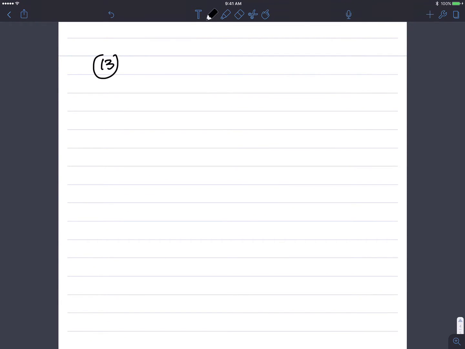Let's see if the next one is something you got to be careful about. And when you're doing this factor by grouping, yeah, let's try this one. 13x squared.